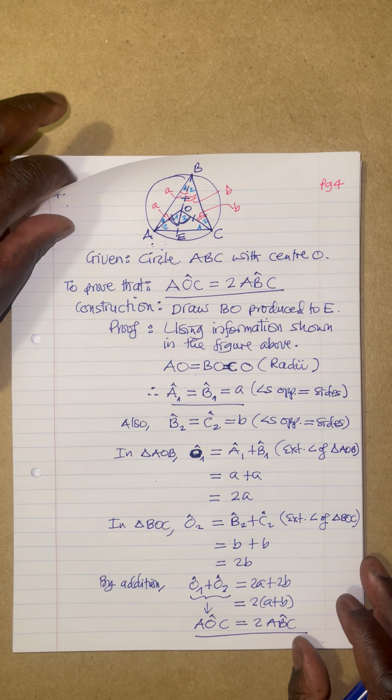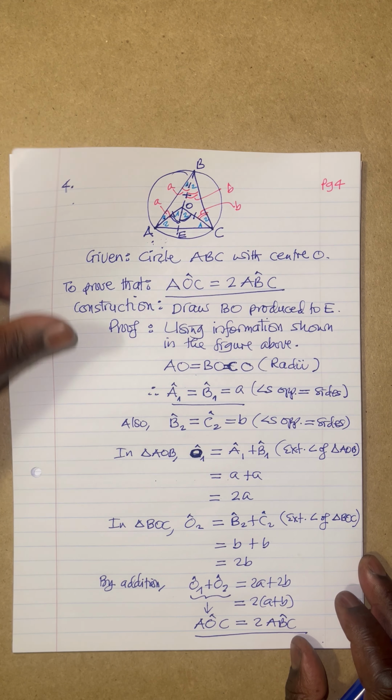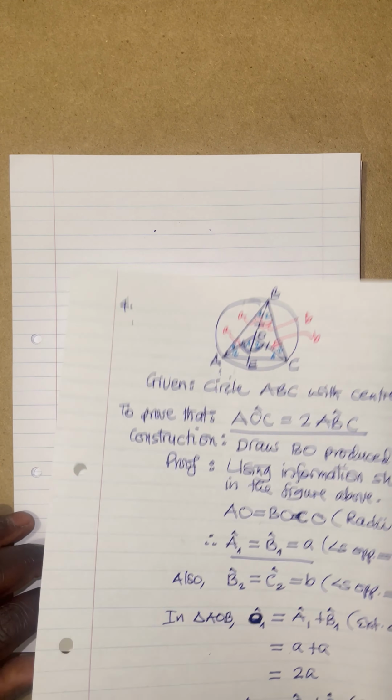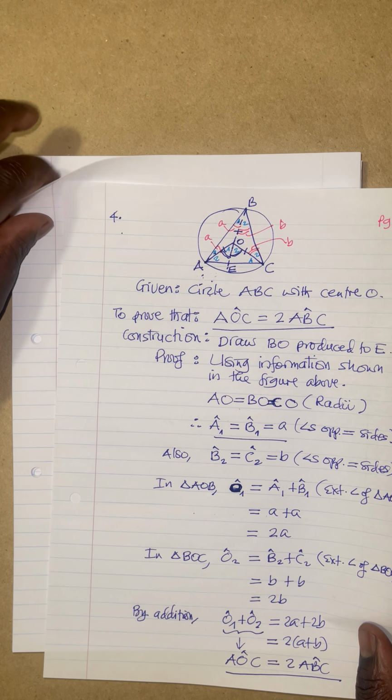I'm moving on to theorem number 5. Remember, I said I have 4 theorems, so basically I have how many theorems left? I have 2 theorems left now. Moving on to theorem number 5. Theorem number 5 is this one here.